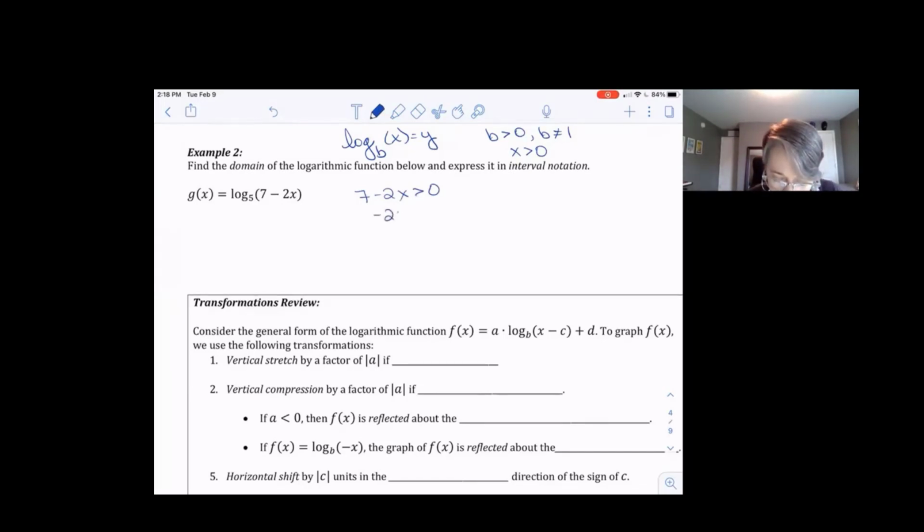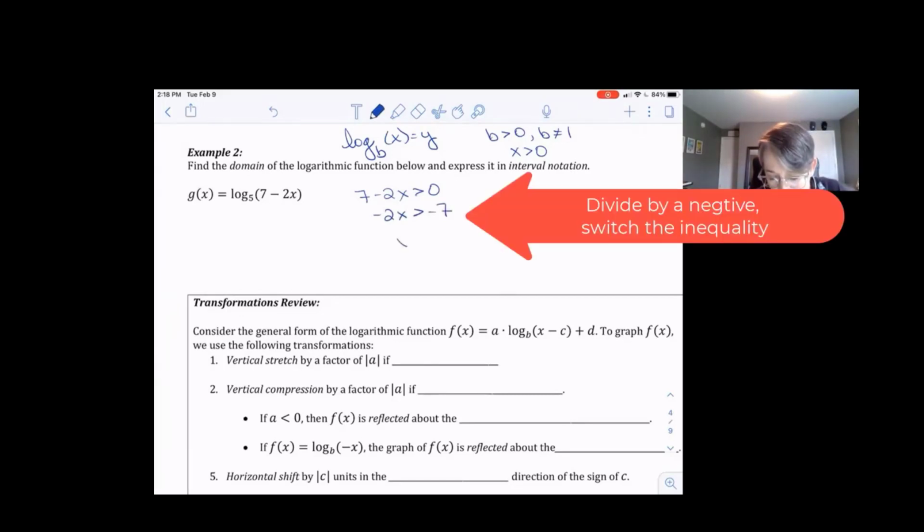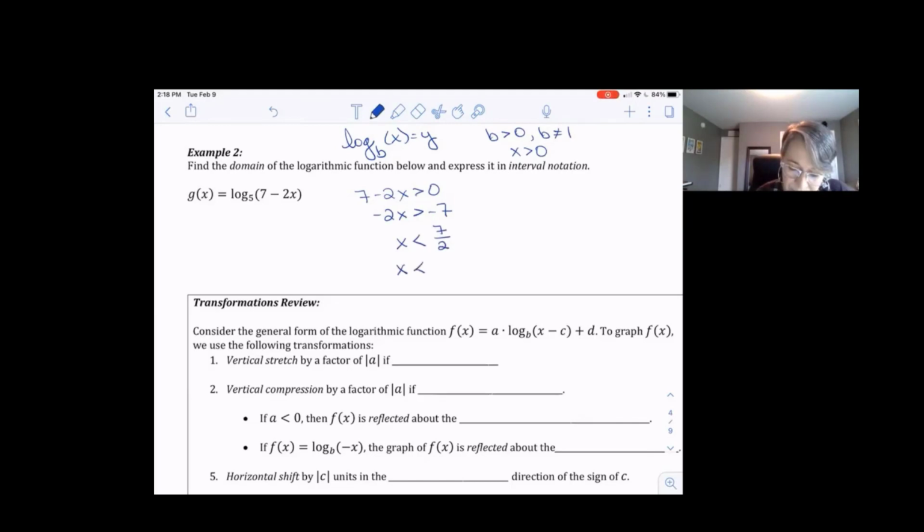We can subtract 7 from both sides. And remember, when we divide both sides by a negative, we have to switch our inequality sign. So we have x less than 3.5. So if we write that in interval notation, x is everybody to the left of 3.5. So that is negative infinity all the way to 3.5, 3.5 not included.